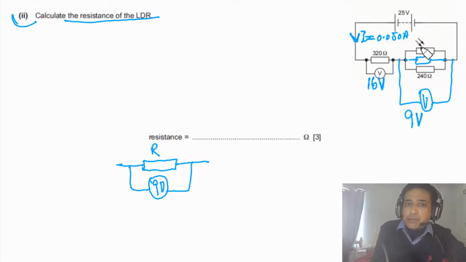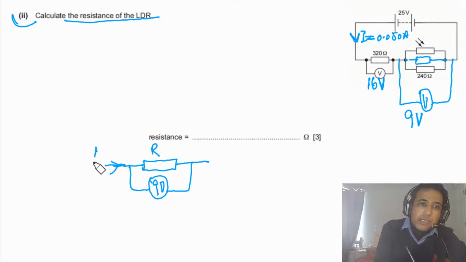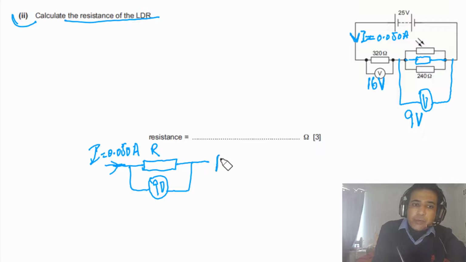You can also understand the total current passing through the LDR and 240 ohms resistor is the same as the current coming from the battery, because this combination is connected in series with this resistor and they are connected in series with the battery. So the current is the same. So simply we can say the current here is equal to 0.050 amps. So we can find the value of R from here.